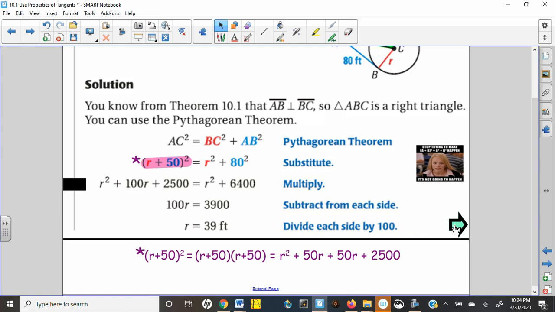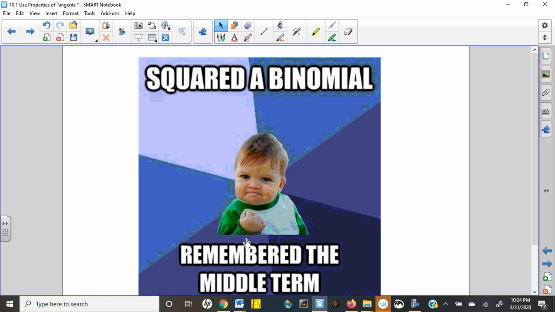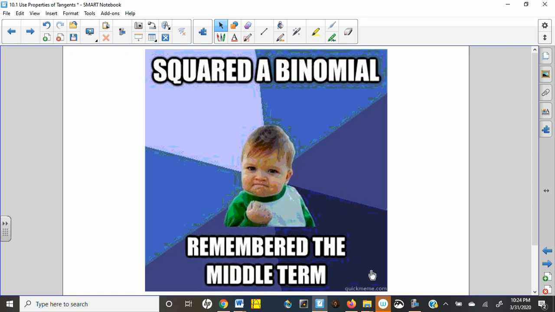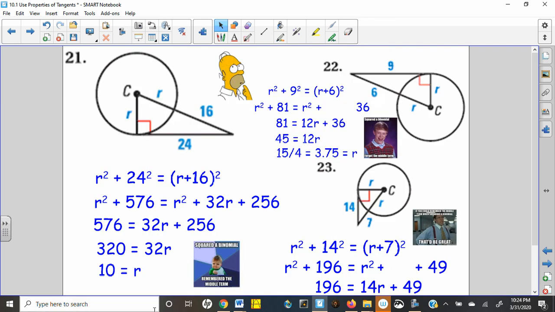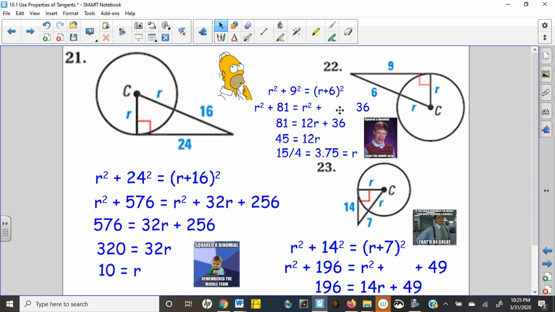And if you remember that, these problems were probably pretty happy, like on problem 21. Look, he remembered to square that binomial. Yes, remember that middle term. Good job, dude. 16r and 16r is a total of 32r, right? But look on number 22. Oh, they just squared the r and squared the 6. They missed that middle term. Oh, squared the binomial, forgot the middle term. Don't be that dude, right? Make sure you do the 6r plus 6r to get that 12r. Then you'll get the right answer.